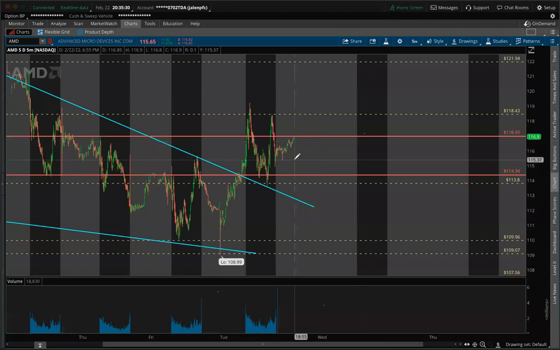I know it rejected it before, but it's still not a super hard level to break. AMD can break this 117 fairly easy. It's the 118 that it will have trouble with, right? I'm not saying that it won't. You see, it got rejected before, but understand that we did not find this on the bigger time frame. We found this on the 5-minute, so it can break that a little easier. So that is literally that.